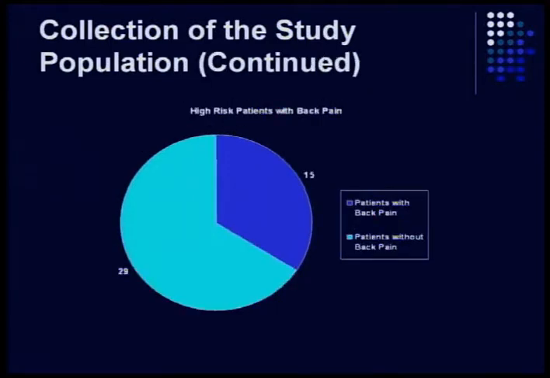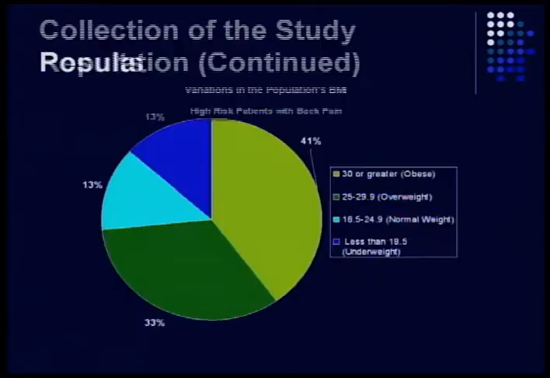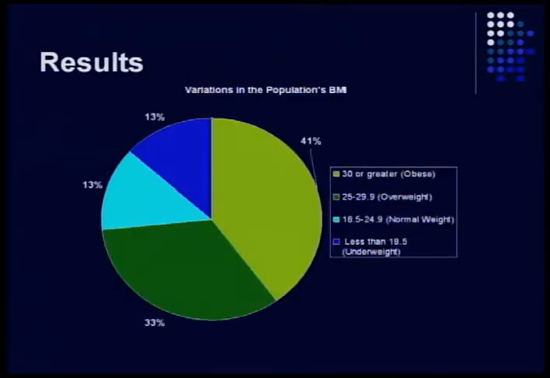The charts of the high-risk patients were then reviewed to determine whether or not the patient suffered from back pain. Review of the patient's medical history forms revealed that 15 out of the 44 high-risk patients had back pain. The results showed that 74% of the study population was considered overweight or obese based on their BMI. The remaining 26% of the population was considered to maintain a normal weight or were considered to be underweight.